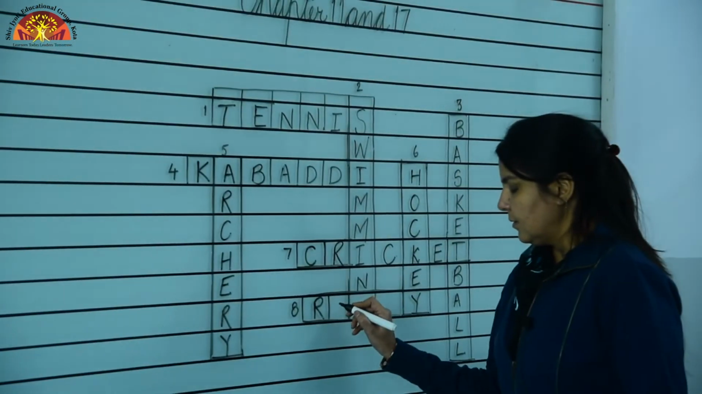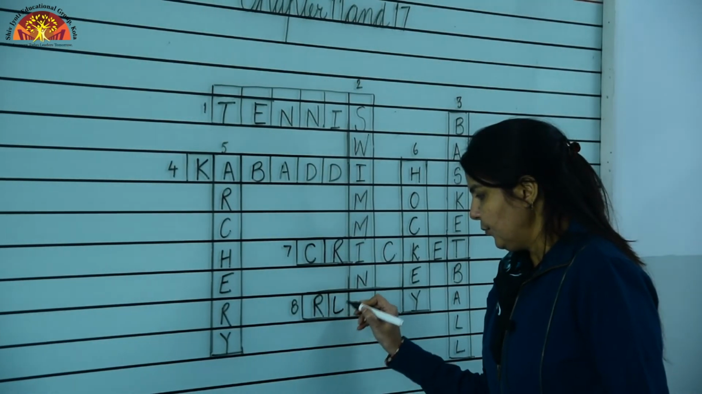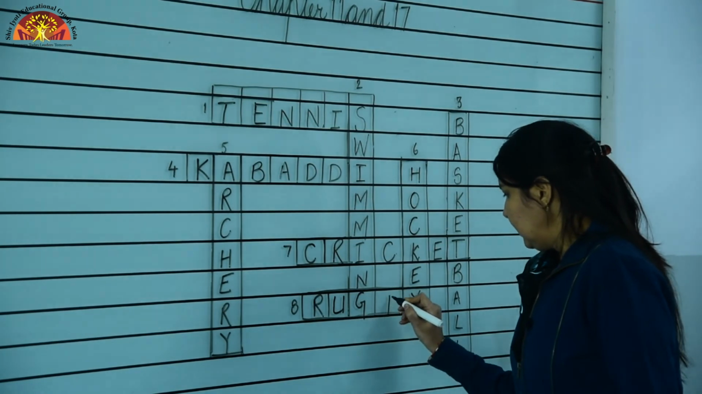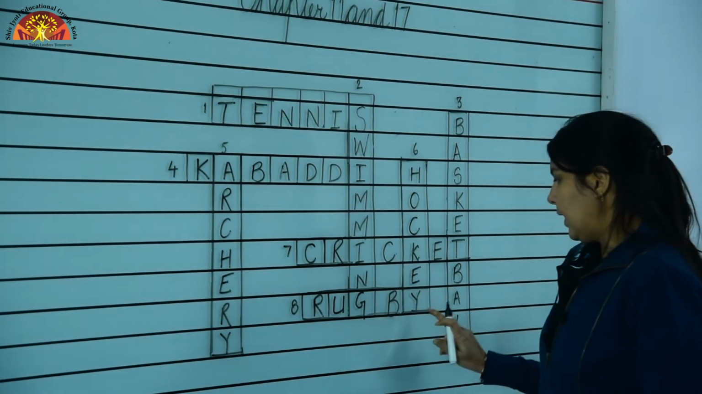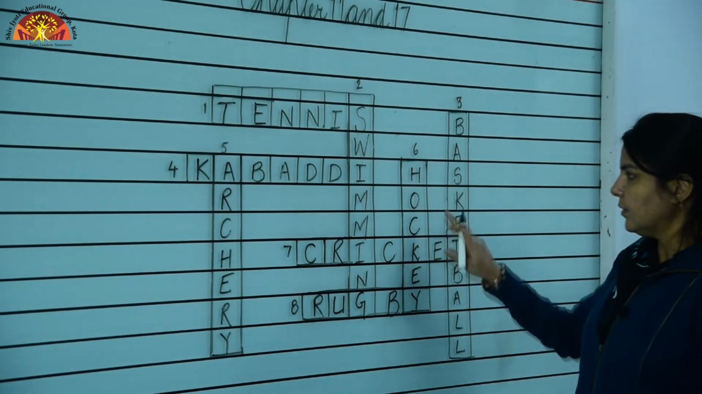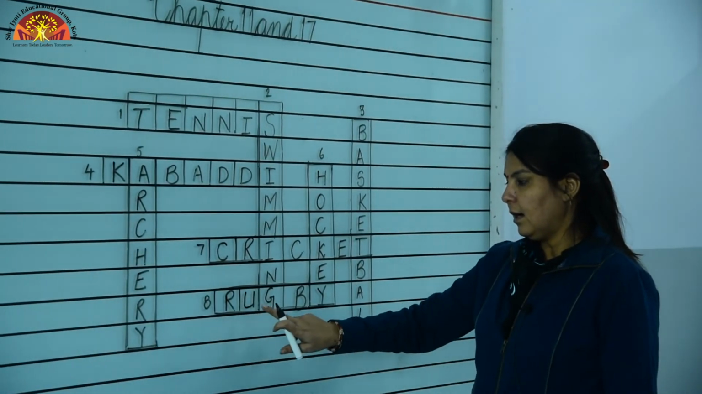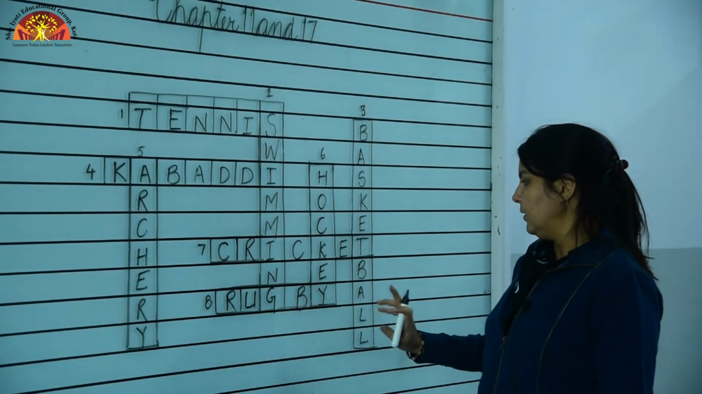After R, U, G, B and Y is already written when we wrote the spelling of hockey. So this is the spelling of rugby, R, U, G, B, Y, rugby.